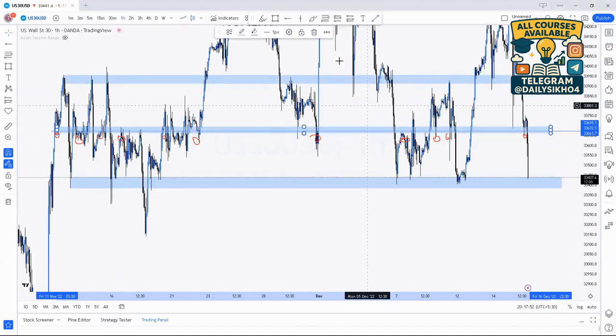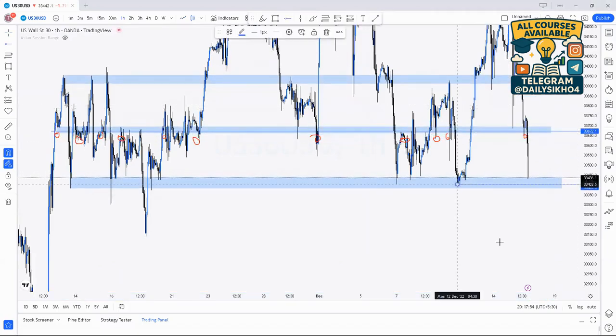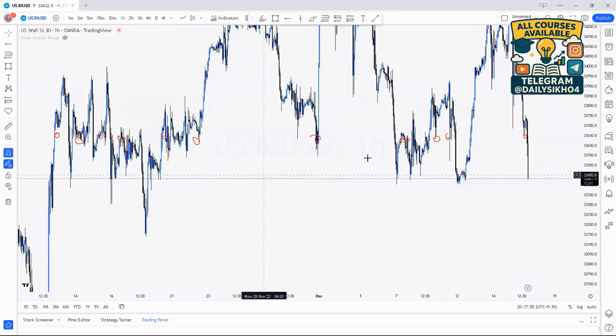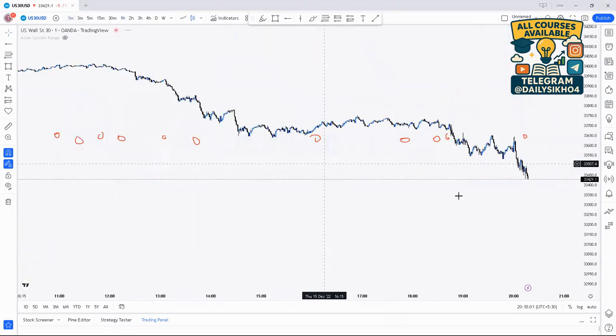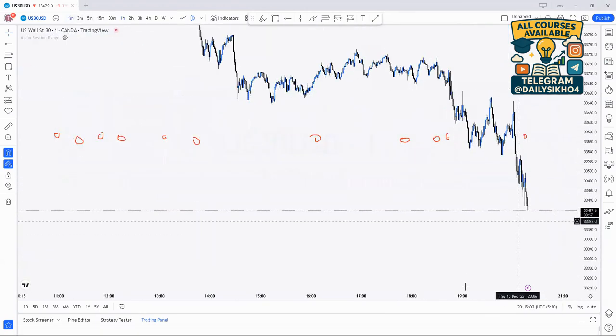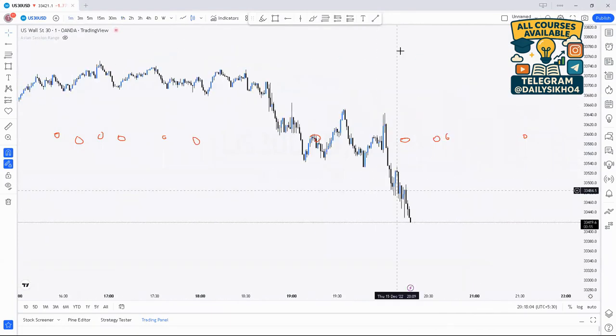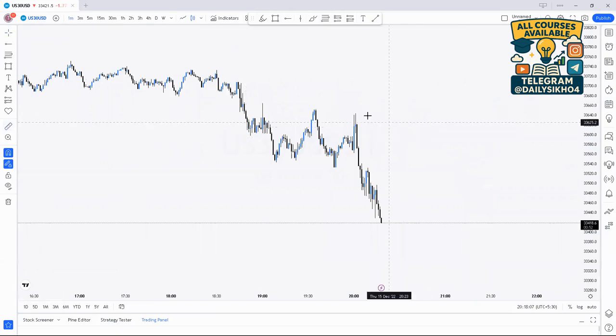Okay. Yeah. So this is how you mark out your zones. So I hope this is clear. Yes, brother. All right, perfect. Once I start trading, I will. Sure, man. Sure, bro.